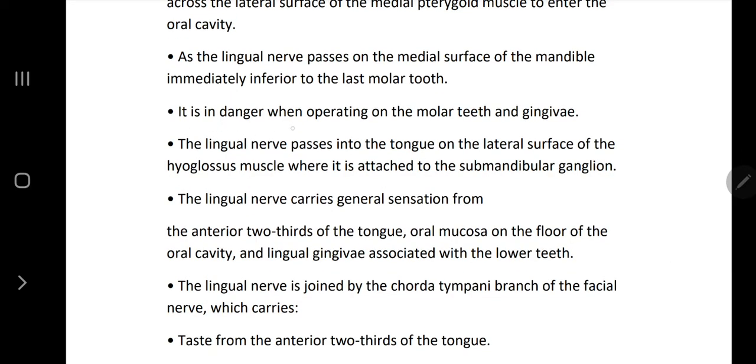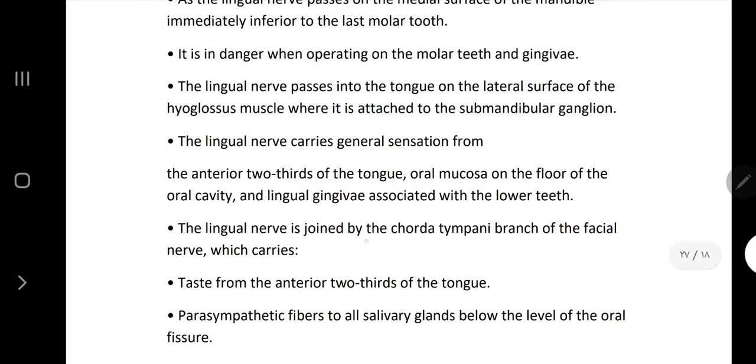It is in danger when operating on the molar teeth and gingiva. The lingual nerve passes into the tongue on the lateral surface of the hyoglossus muscle, where it is attached to the submandibular ganglion. The lingual nerve carries general sensation from the anterior two-thirds of the tongue, the oral mucosa on the floor of the oral cavity, and the lingual gingiva in association with the lower teeth.